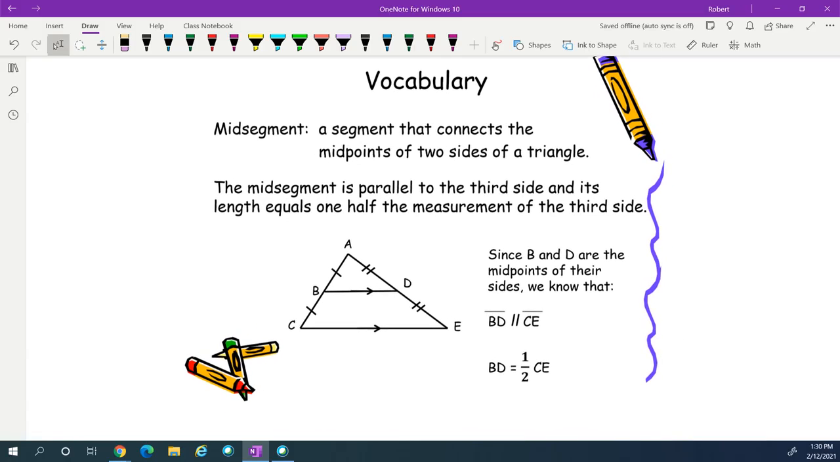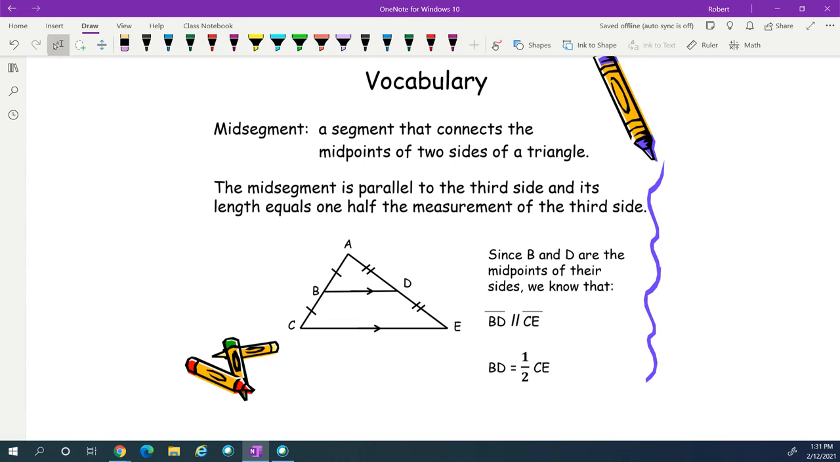And this is really pretty much the whole lesson right here on this slide. A mid-segment of a triangle is a segment that connects the midpoints of two sides of a triangle. So we can see in this picture that segment BD is the mid-segment, B is the midpoint of AC, D is the midpoint of AE.